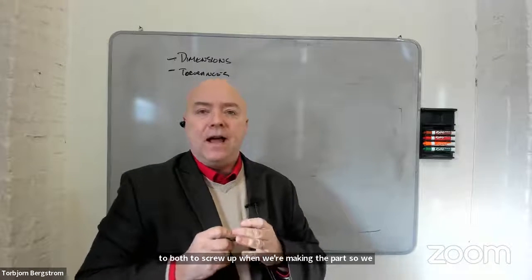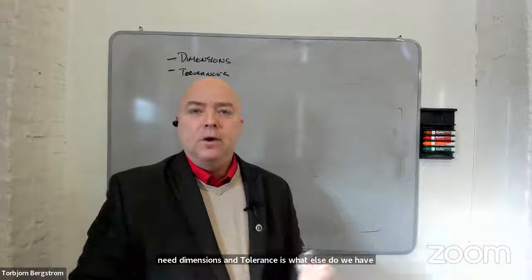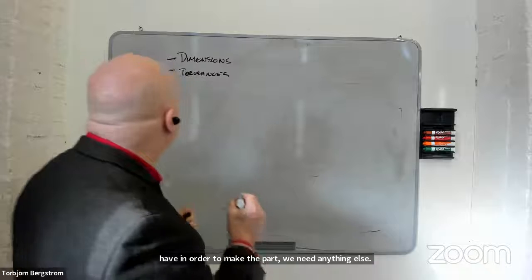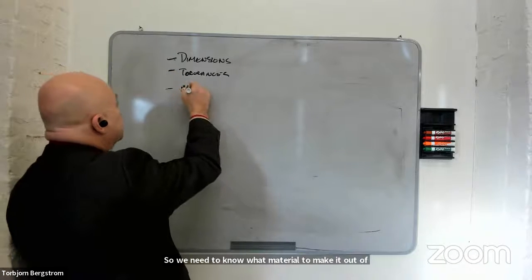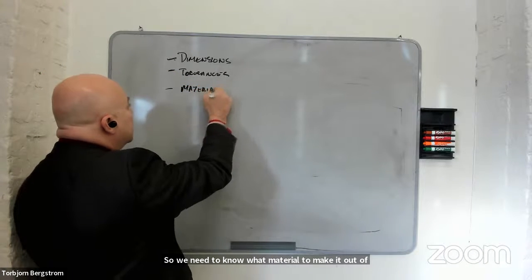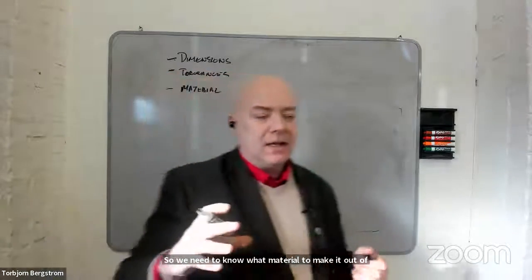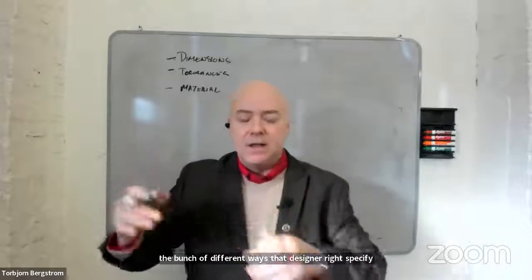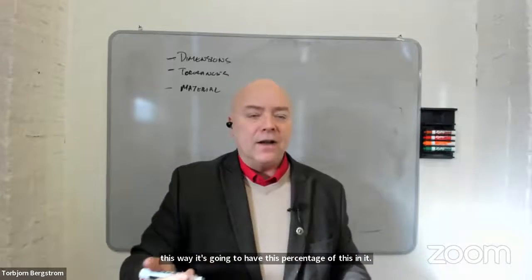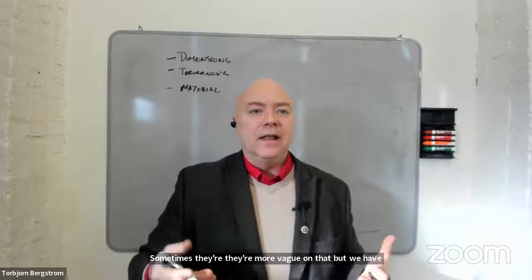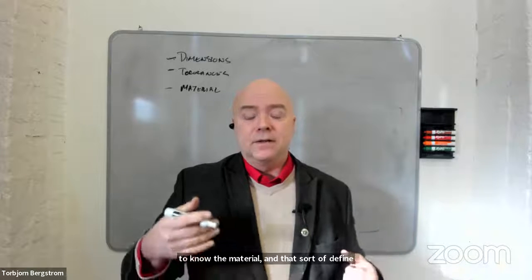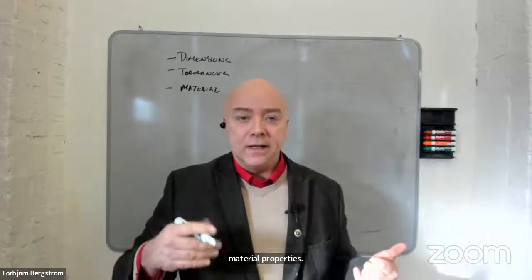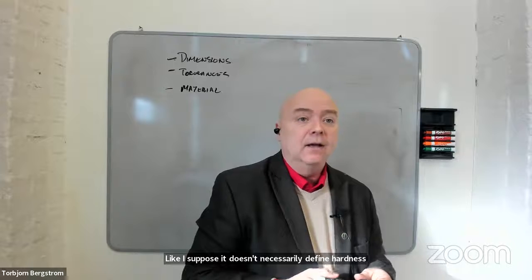What else do we have to have in order to make the part? Do we need anything else? Material. So we need to know what material to make it out of. There's a bunch of different ways the designer might specify that. They could specify specifically it's got to be this alloy, it's got to have this percentage of this in it. Sometimes they're more vague on that, but we have to know the material, and that sort of defines the material properties. Like I suppose it doesn't necessarily define hardness and things like that. It could be some material processing that gets it to that.